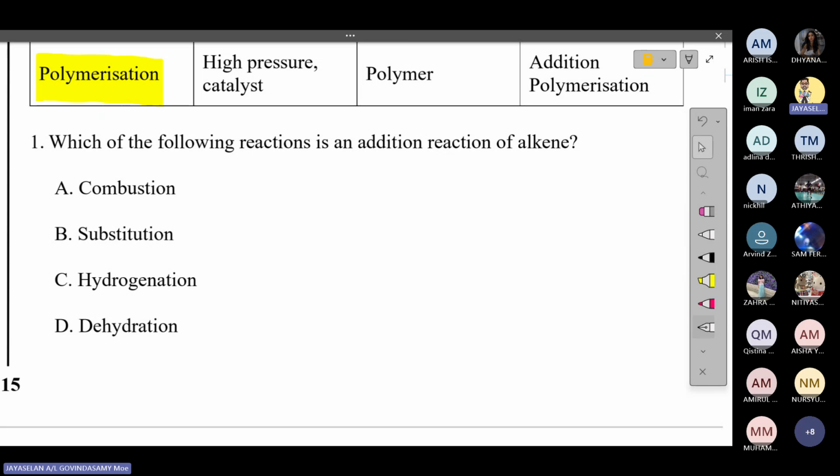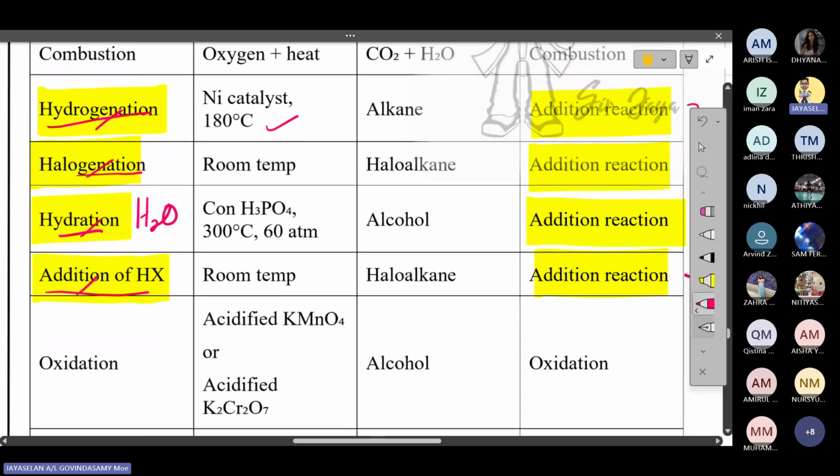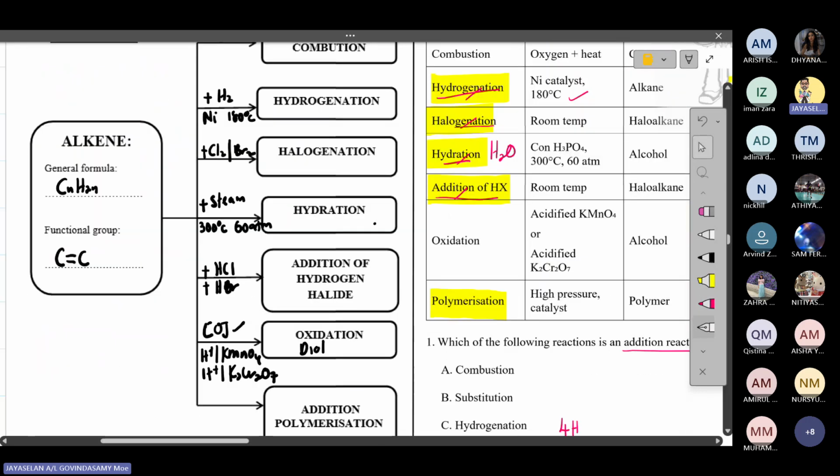Faris, answer. Adelina, answer. D. Very good, girl. Combustion is not an addition reaction. Remember the four reactions. Okay, remember addition 1, 2, 3, 4. Must memorize.